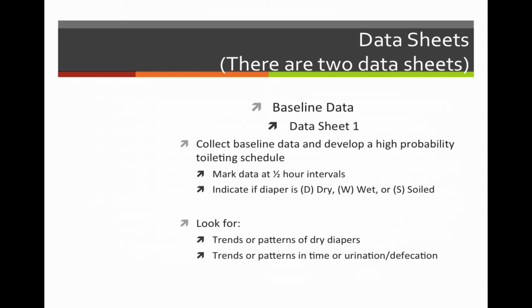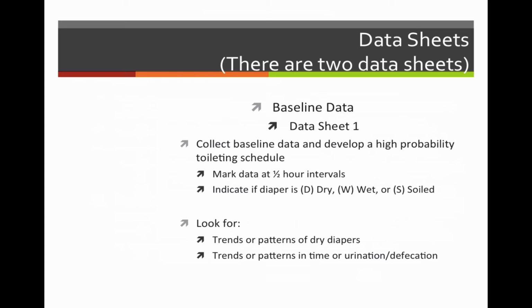Data sheets, we want to see both baseline and marking at those half-hour intervals. You can see here where we're actually writing, are they dry, are they wet, or are they soiled, so that we get a really good idea. By the way, again, this is baseline, meaning that we aren't really doing anything to induce, but we're looking before we even start training, when are the likely times that the child needs to urinate and defecate, because that's where you would put your effort in. If we know that the student's going to have a bowel movement right after lunch, that would be the time that we're preparing for training in that.